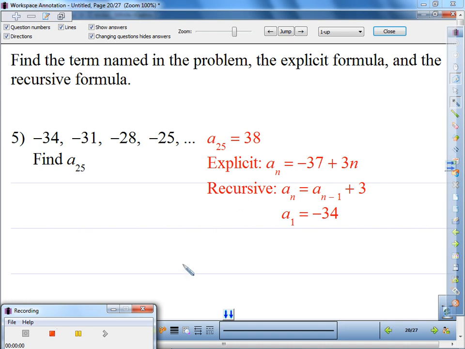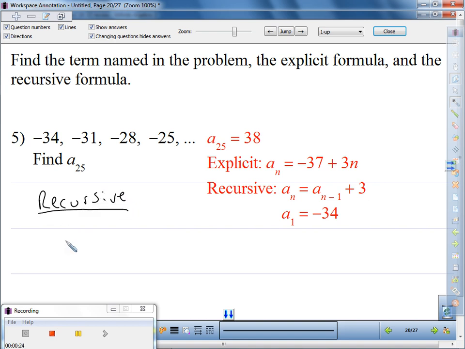Here we're going to look at problems 5 through 10 on the handout on the quiz review, but specifically we're going to find the explicit and recursive formulas for arithmetic and geometric sequences, and we're going to find terms in those sequences. Alright, let's start out by finding the recursive formula.